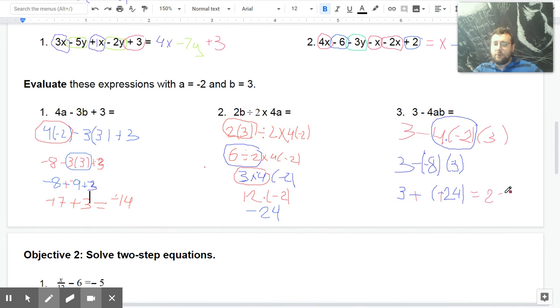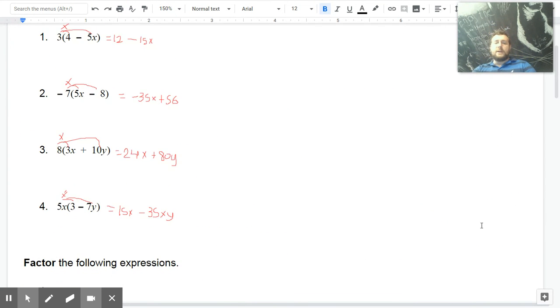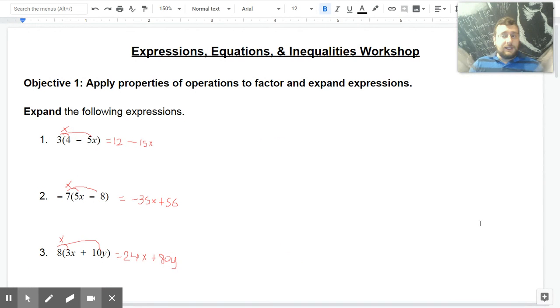And so that's it. Objective number 1: operating expressions, combining like terms, factoring, and expanding. And as you can see, even just one objective takes a lot to cover, which is why this really should be multiple parts. So I hope this was helpful. And in the next video, we're going to focus on equations.